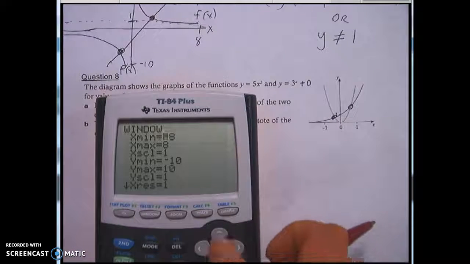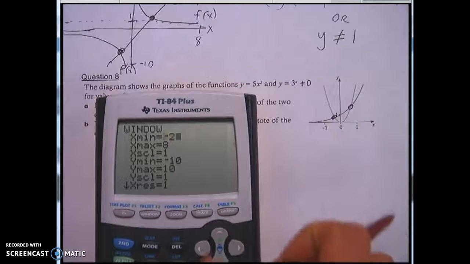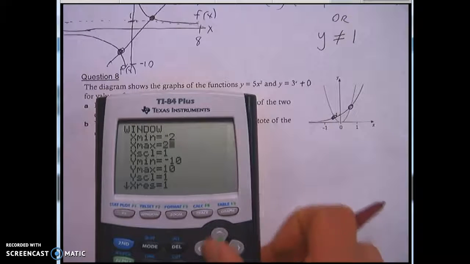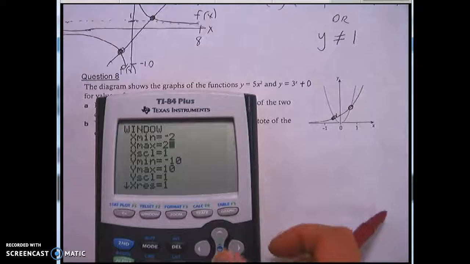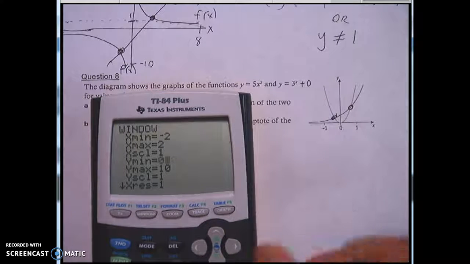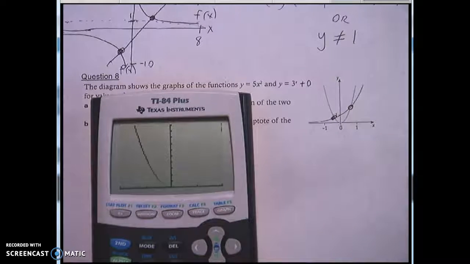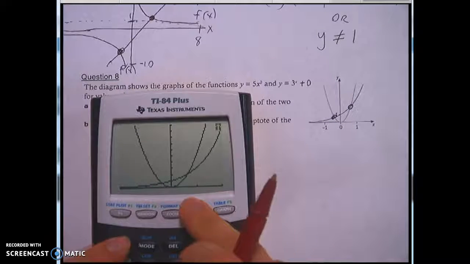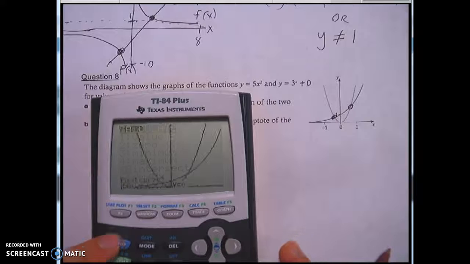I'm going to change my window because it's only from -2 to +2. And it looks like the y's that they've got here start at 0. And I don't know how high it goes, so I'm just going to leave it at 10. There's the parabola. There's the exponential. I see it crossing twice. Let's get those points of intersection. Second calc 5. Enter, enter, enter.